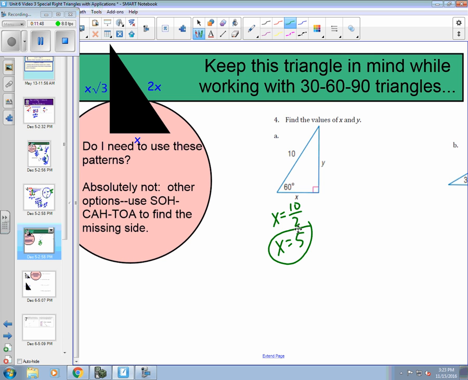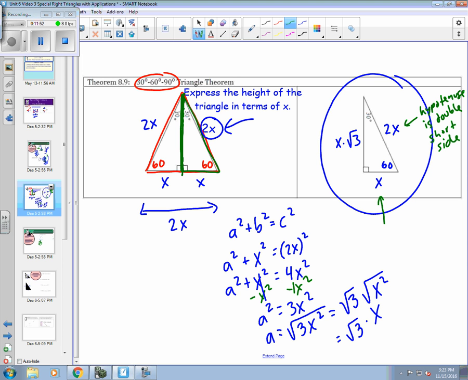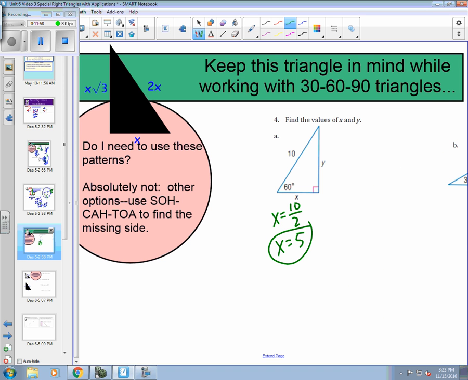The longer leg we looked at has a multiplication of square root of 3 when going from the short to long side. So we want to use that to help us quickly find this one. Y then is going to be our short length 5 times the square root of 3. And there's not really anything we can do to simplify that. That would be the length of y.